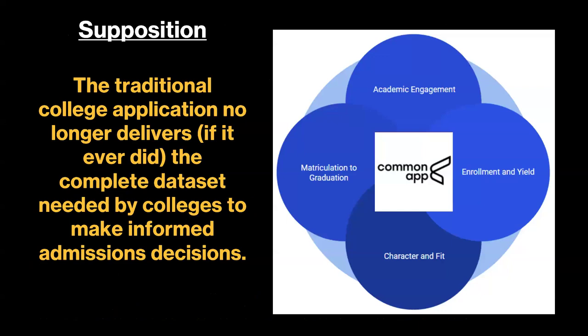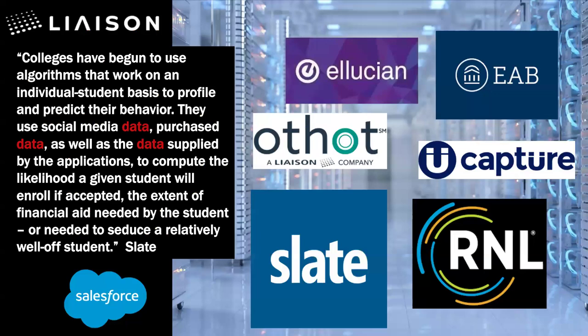And my supposition and my studies is that the traditional common application that you're learning how to put together doesn't deliver this information to the schools. It does not deliver fit. It does not deliver likelihood to enroll or elements of character. So they're looking outside of the application for some of this information. And these are the companies that produce the tools, I should say, that schools are using to make these predictions, to make these assessments about their applicants.